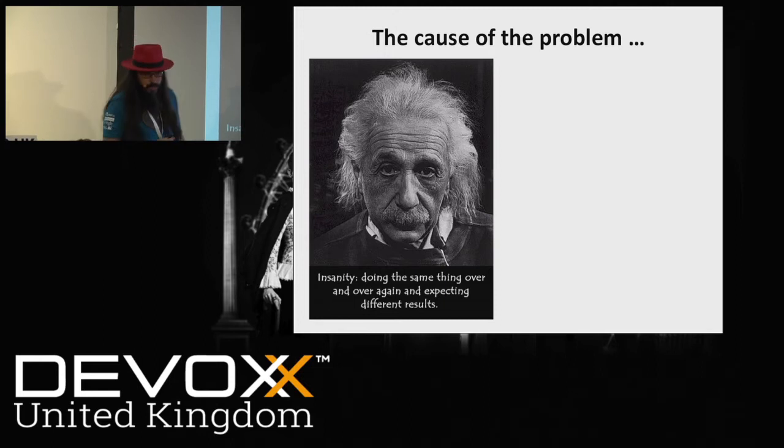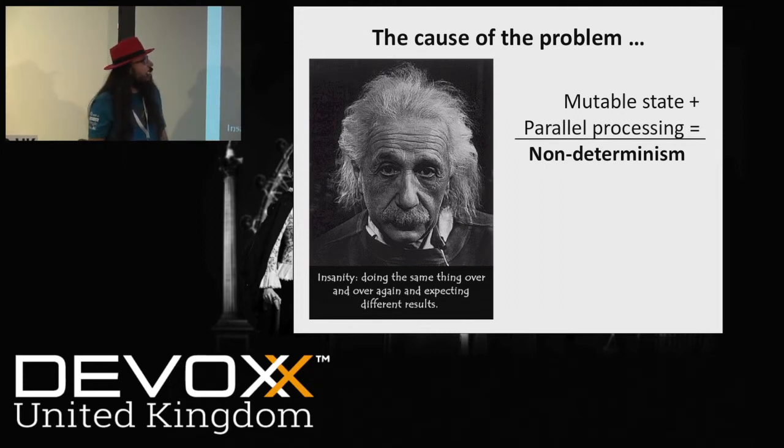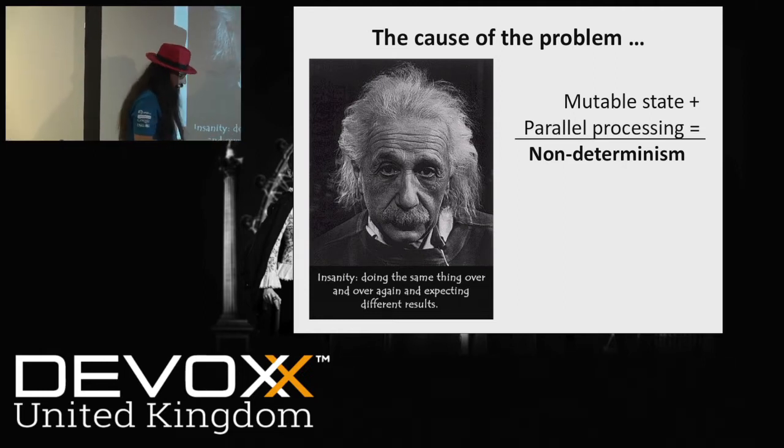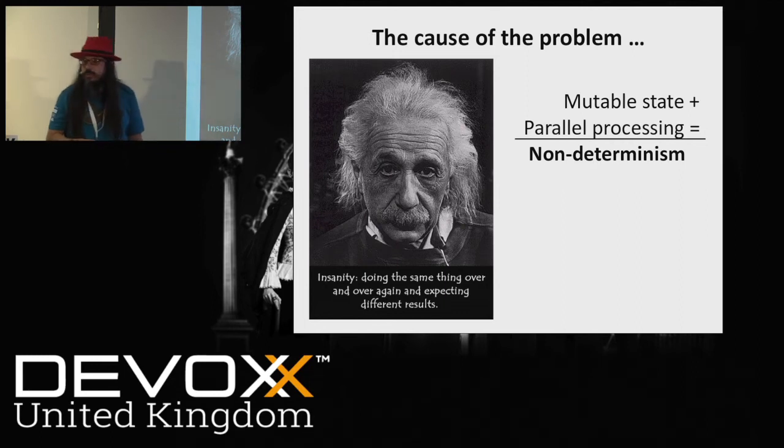Okay, so what is the main cause of the problem while doing concurrency with threads and locks? It is that you are mixing mutable state with parallel processing. Okay, and this leads to non-determinism. This is the problem, very simple. And to fix this problem in a structural way, you have to give up one of these two things, okay? And personally, I don't want to give up parallel processing, because if I do, it means that my multi-core CPU is totally useless.